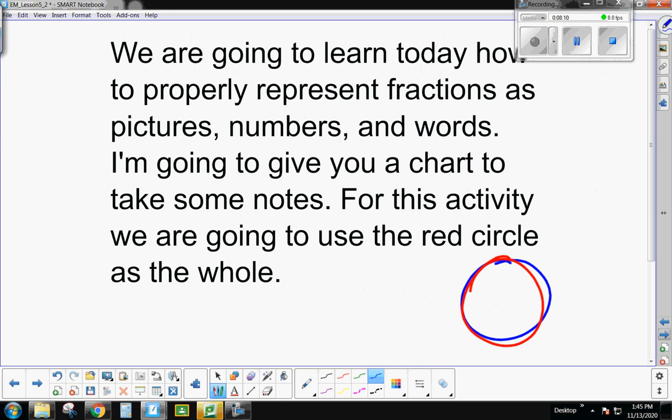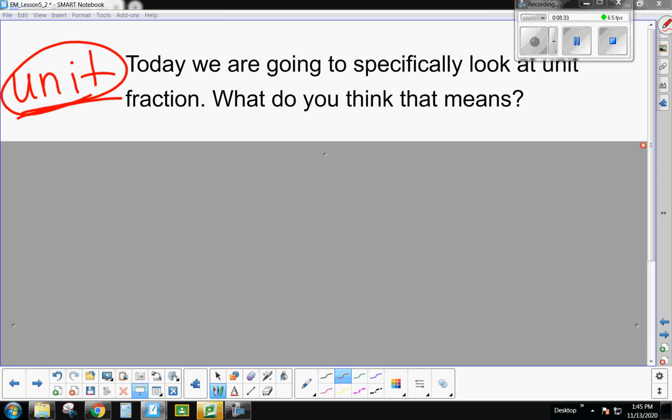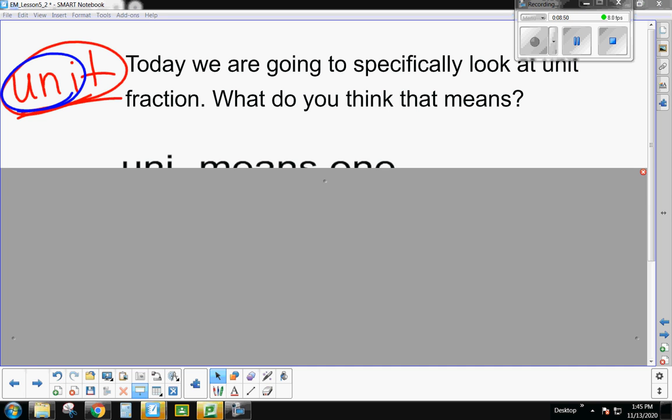So now, I keep hitting the wrong button to go back. Today we are specifically going to look at unit fractions. I don't know if you can actually see that word up there. So, unit fractions. What do you think the word unit fraction means? What do you think unit would mean? I want you to tear this word apart. What do you think uni means? Have you ever heard of a unicorn or a unicycle? What do you know about a unicorn and a unicycle?